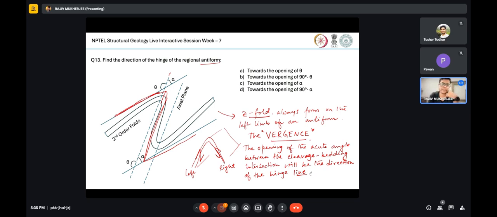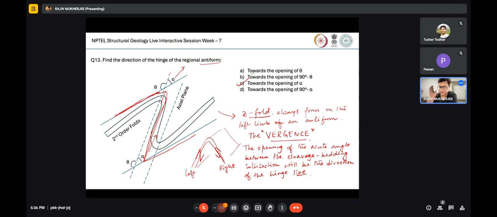hinge is lying. So in this case, in which direction the acute angles are opening between the cleavage bedding intersection? Alpha. Exactly. So this is the opening. So this direction is the direction of hinge. So towards the opening of alpha will be the direction where you can find the hinge of the regional antiform.